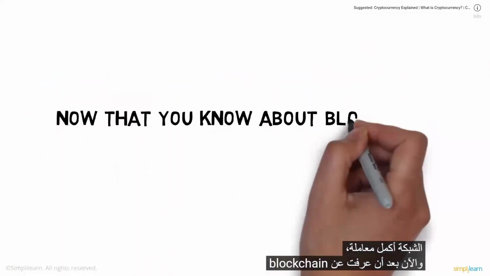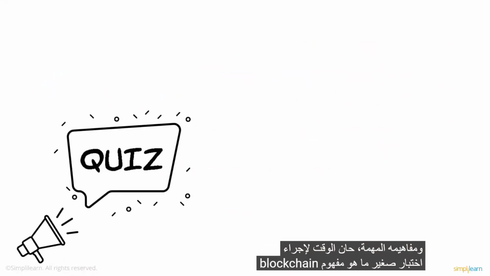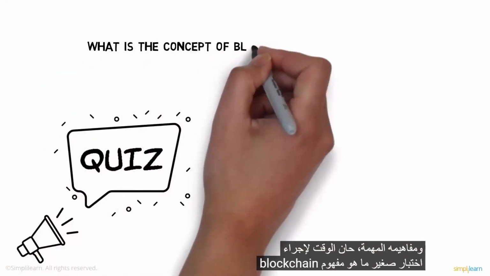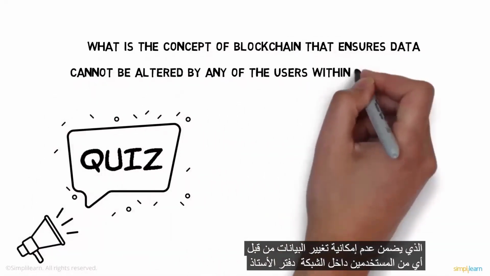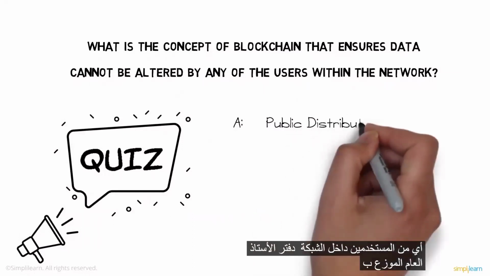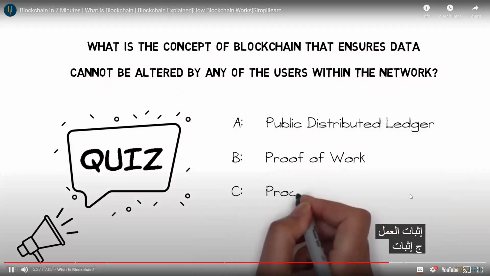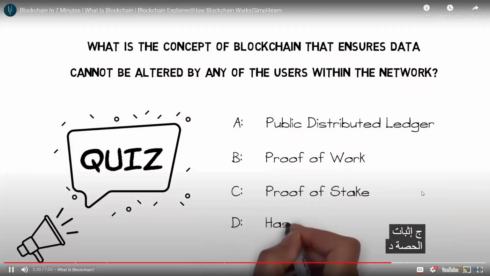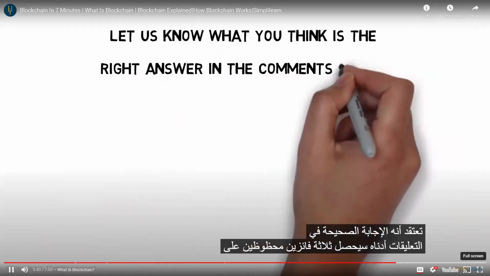Now that you know about blockchain and its important concepts, time for a small quiz. What is the concept of blockchain that ensures data cannot be altered by any of the users within the network? A. Public distributed ledger. B. Proof of work. C. Proof of stake. D. Hash encryption.